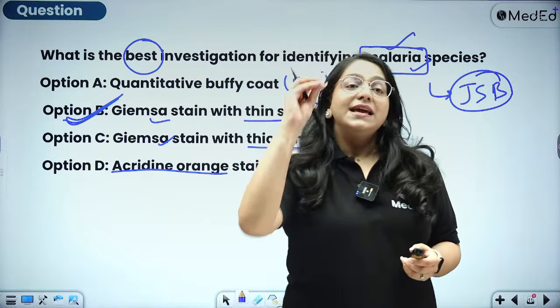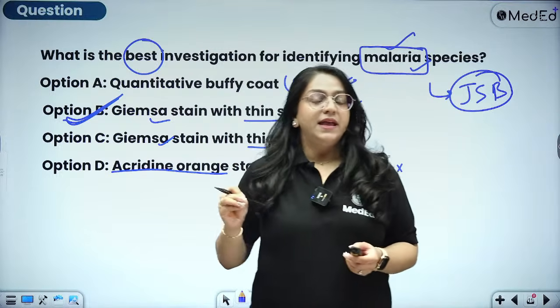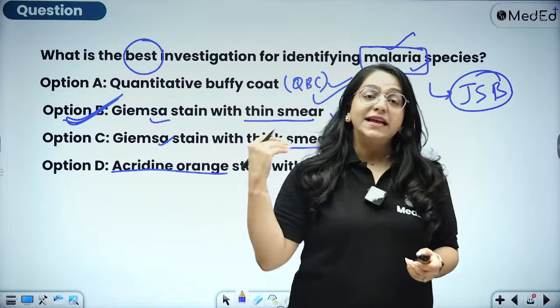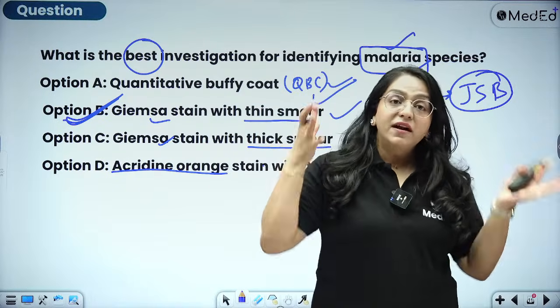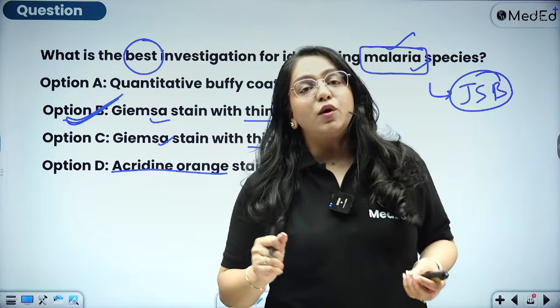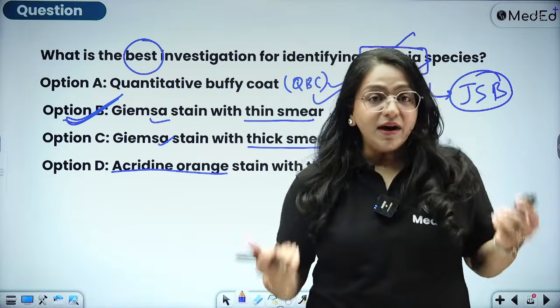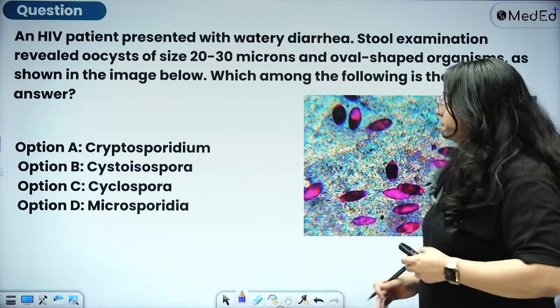Giemsa stain is done for blood. It can also be done for agents of systemic mycosis, fungus which is there in the blood. So whenever you want to make a diagnosis of agents in the blood, you choose Giemsa stain, okay.